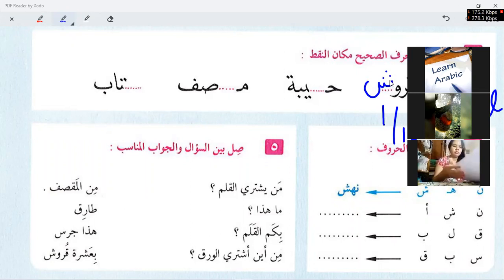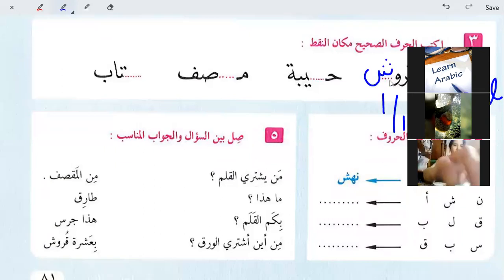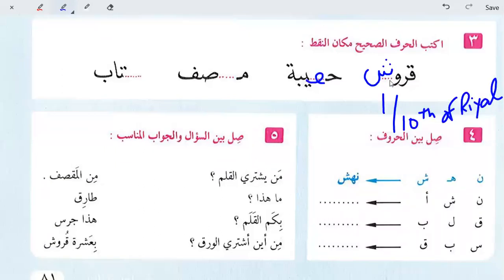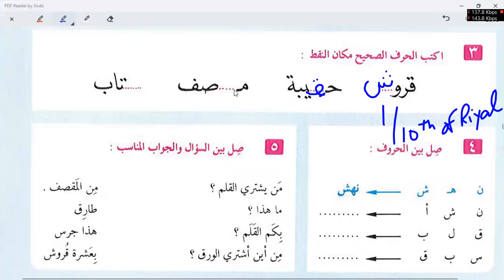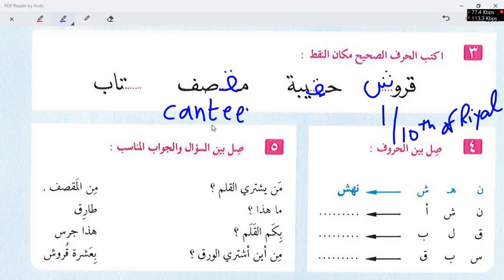Next one. I don't know, sorry. Next one is Hakiba. Okay, Hakiba means bag. Next. Next is Maksab. Canteen. Oh, canteen. Next.